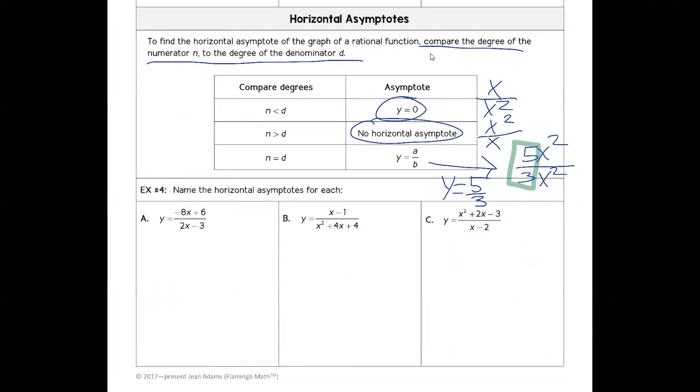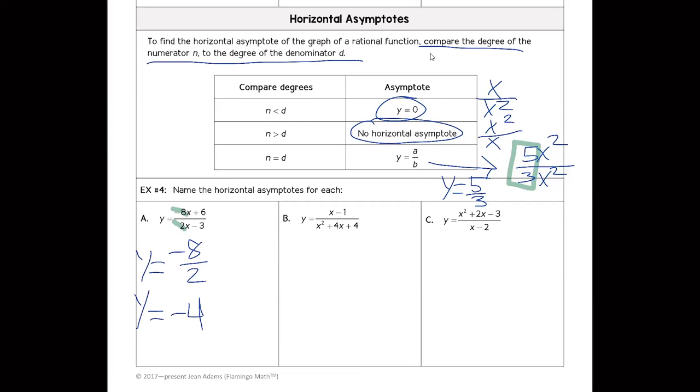For this first one, you always want to look at the degrees. The first thing I notice in part A is that I have the same degree on the top and the bottom. I both have x up to the first power. So since they're the same degree, I look at the coefficients of just the x part, my highest powered part. So I would have a horizontal asymptote at y equals -8 over 2, which you could simplify to -4.